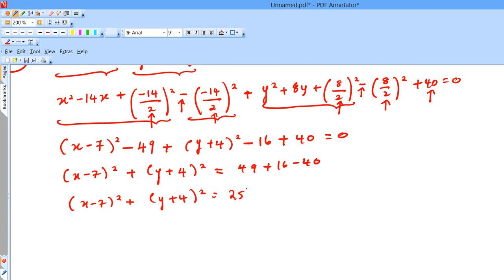So from here we have the center equal to (h, k), which means (7, negative 4), and then the radius: this one is r squared, so the square root of 25 equals 5.